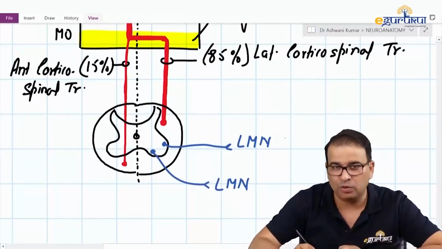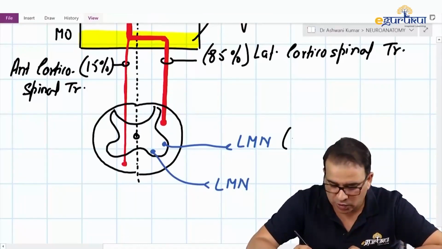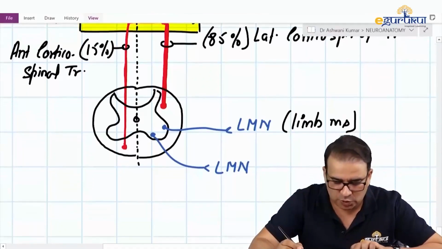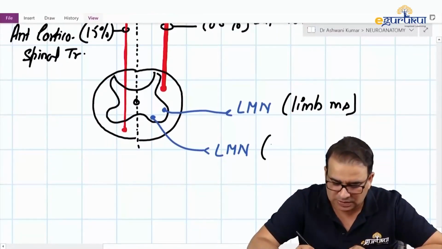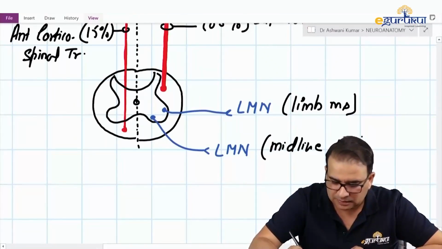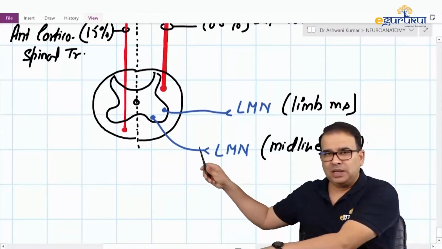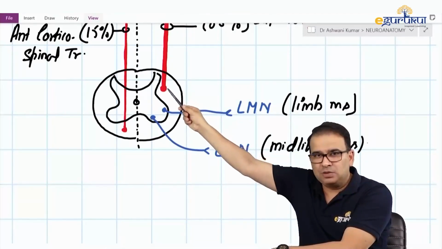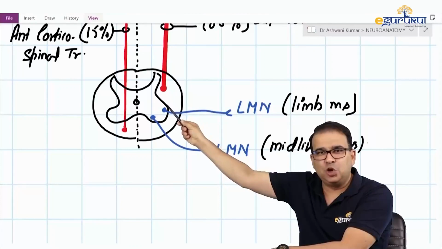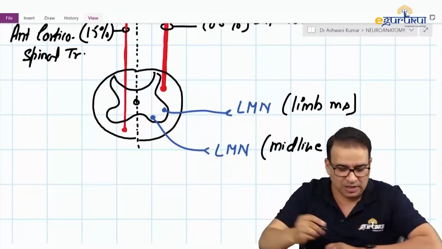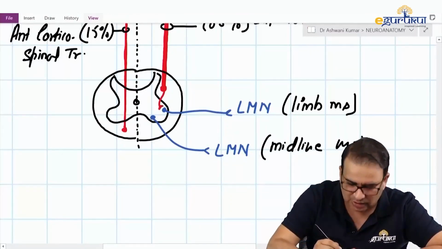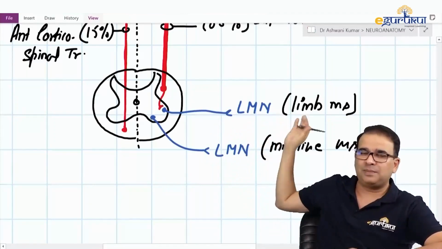Why am I marking this? Because you know that the lower motor neuron coming from the lateral nucleus is going to supply limb muscles, whereas the one coming from the medial nucleus will be supplying the midline muscle or axial muscle. Obviously, for the lateral corticospinal tract, it's easy to come into the spinal cord and relay onto these lower motor neurons toward the lateral side. So these fibers will relay at this point, and then the lower motor neuron will go out and supply limb muscle.